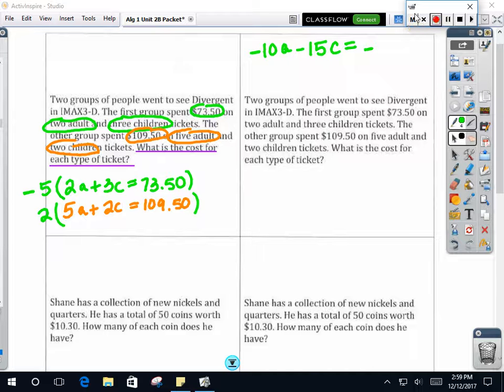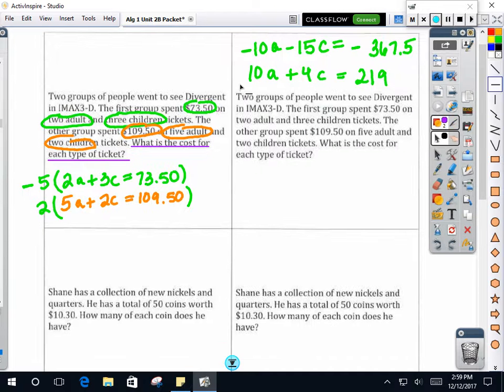Negative what? 367.5. The bottom equation becomes 2 times 5a, which is 10a, 2 times 2c, which is 4c, and then 2 times 109.50. And what is that? 219. Well, I couldn't understand you, so I had to.